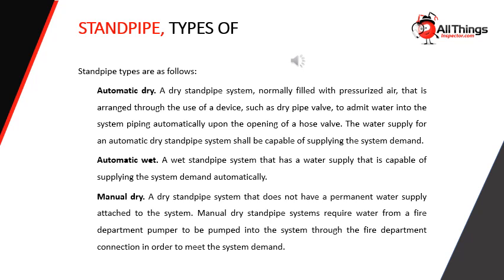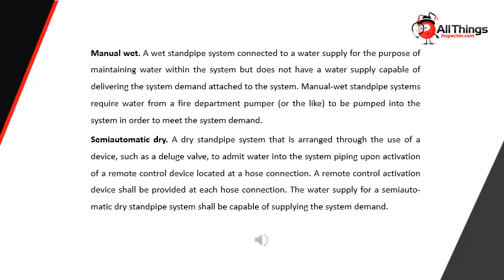Manual dry: a dry standpipe system that does not have a permanent water supply attached to the system. Manual dry standpipe systems require water from a fire department pumper to be pumped into the system through the fire department connection in order to meet the system demand. Manual wet: a wet standpipe system connected to a water supply for the purpose of maintaining water within the system, but does not have a water supply capable of delivering the system demand attached to the system. Manual wet standpipe systems require water from a fire department pumper or the like to be pumped into the system in order to meet the system demand.